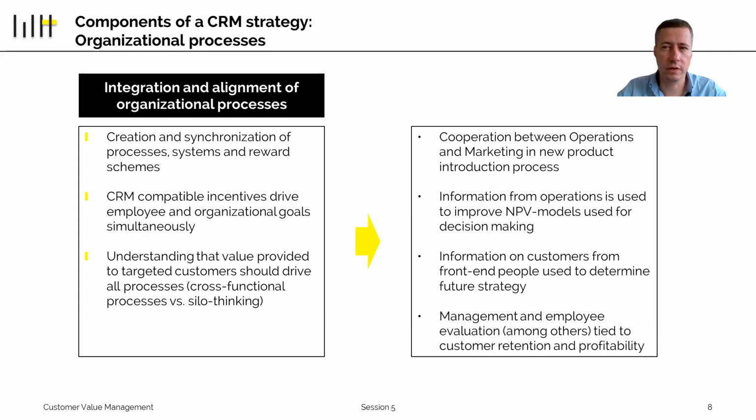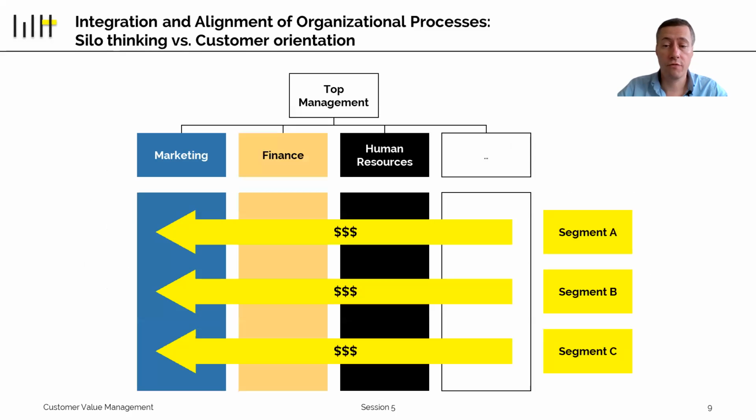And this is very often a key challenge for many firms, because many firms are not set up this way. Firms are very often set up in silos. So there's the management on the top, and you have marketing and finance and human resources, and you consider yourself to be in the marketing department of your company, or in the finance, or in the HR department. But this vertical thinking doesn't make sense in the world of CRM, because in the world of CRM, you need to think horizontally in terms of different segments that bring different value to the company.